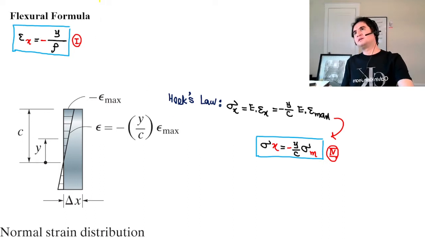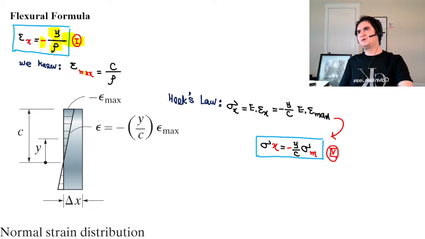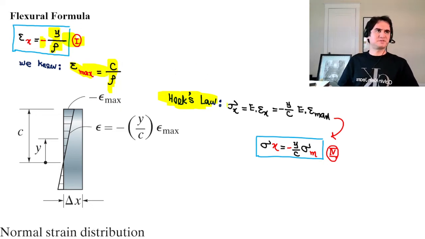So we know delta x is minus y over rho from the previous part, and we also know epsilon maximum is c over rho from previous parts. From Hooke's law, that's due to previous chapters as well. In Chapter 5 and Chapter 6 we also review this part. I can provide you with the video of that.